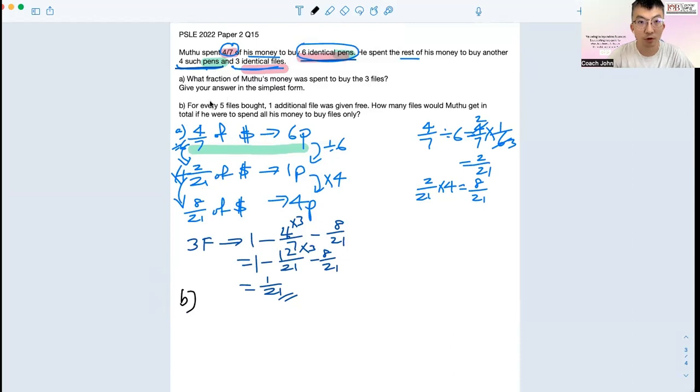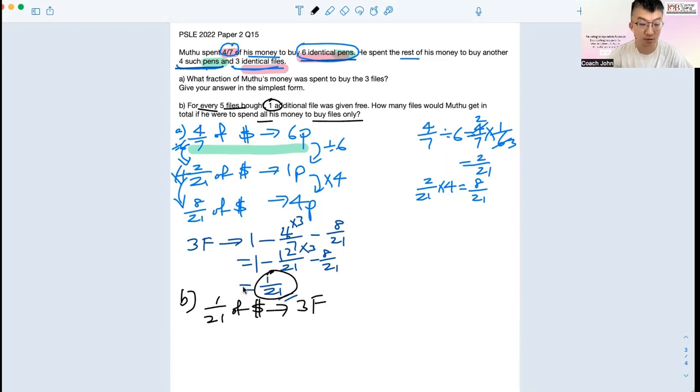Why? Because when you see the words 'for every', you know that it's actually grouping. What we have here is: for every five files, one additional file was given for free, and how many files will Muthu get in total if he were to spend all his money to buy files only? Since 1/21 of the money is equivalent to 3 files, remember, part A answer can always be used for part B.